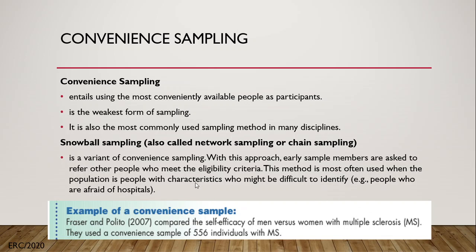Okay, an example of a convenience sample study is from Fraser and Polito in the year 2007, who compared the efficacy of men versus women with multiple sclerosis. Okay, they used convenience sampling of 556 individuals with multiple sclerosis. So hindi niya na-categorize, okay, na-identify lahat sino yung mga individual na mayroong multiple sclerosis, then doon na siya nag-conduct ng kanyang study. That is convenience sampling. Okay?